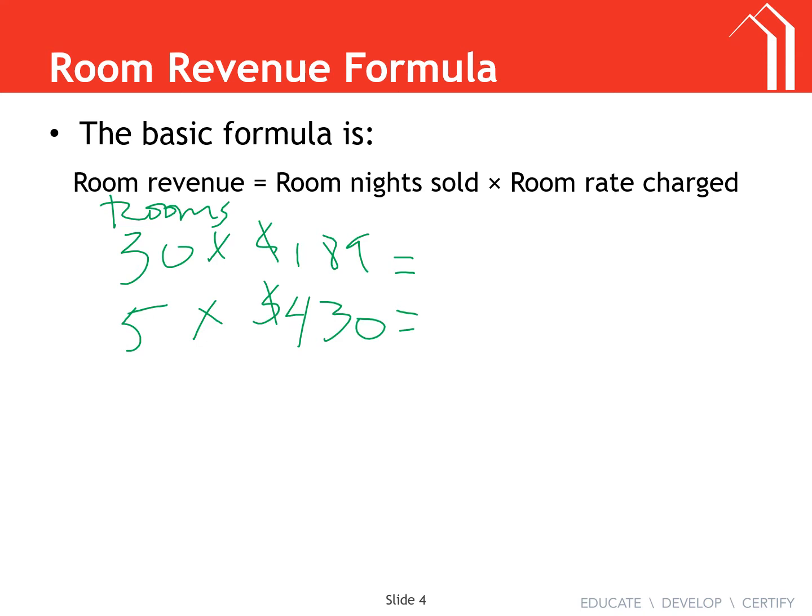Is the total or for each one? Let's do each one first. What's 30 times 189? 5,670. Okay. And then the 2,150.